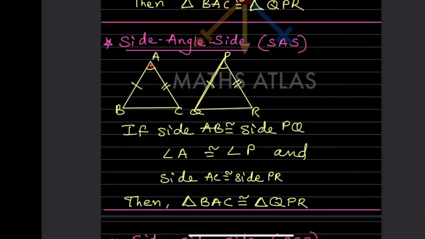And SAS means side angle side. Can you see here? This is side, angle and this is side. The same over here, side angle side. So we can say this AB is congruent to this side PQ and AC is congruent to side PR and angle A is congruent to angle P. So this is what is written. So we can say triangle ABC is congruent to triangle PQR.